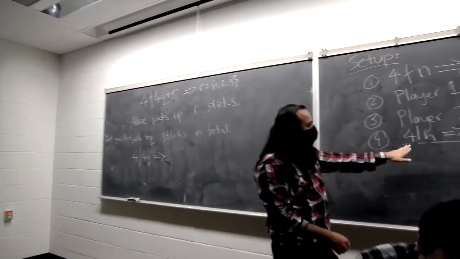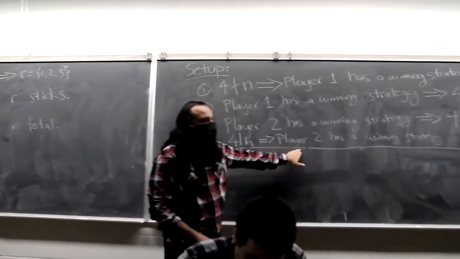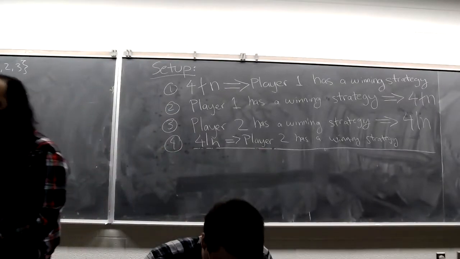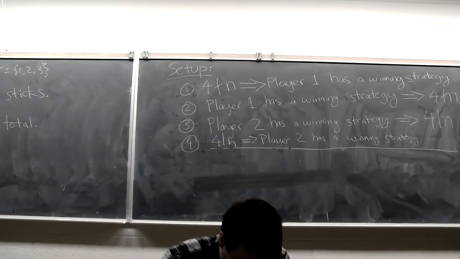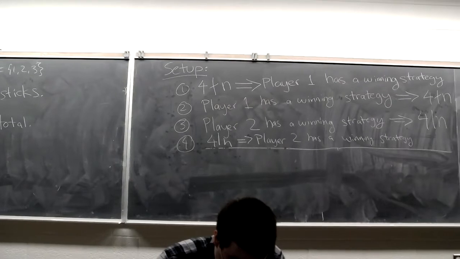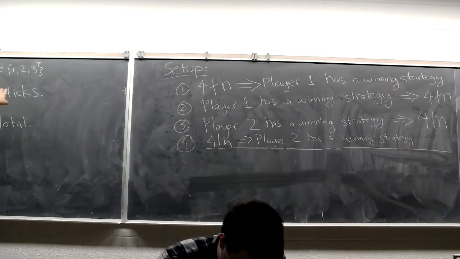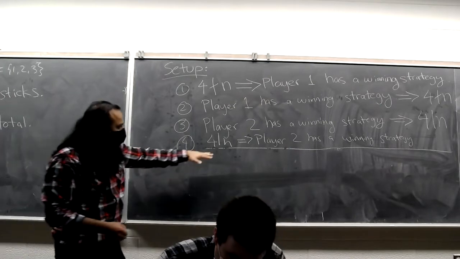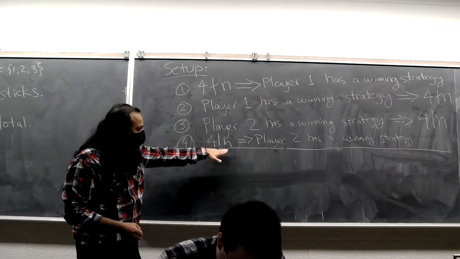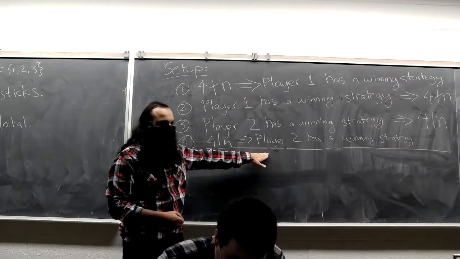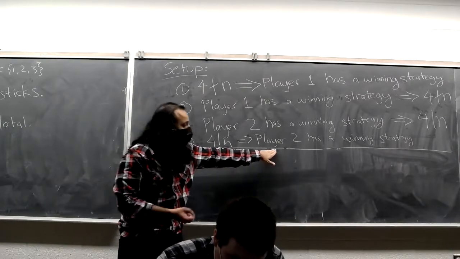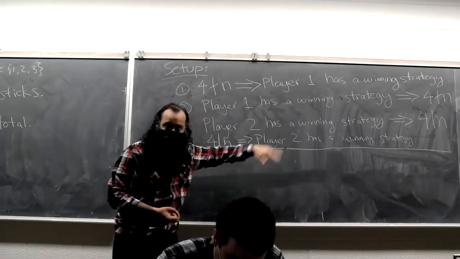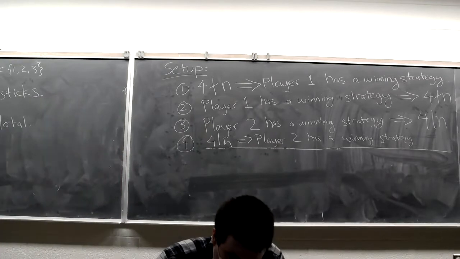Alice knows that if she takes R sticks, what's left over is a multiple of 4. And if it's a multiple of 4, then the player that goes after the one who goes next is going to win. In this case, Alice wins because she takes the R sticks and changes the state so that the number of sticks remaining is a multiple of 4. Bob has to go next, and Bob doesn't win because the next person, Alice, will win. Does it make sense? Yeah.